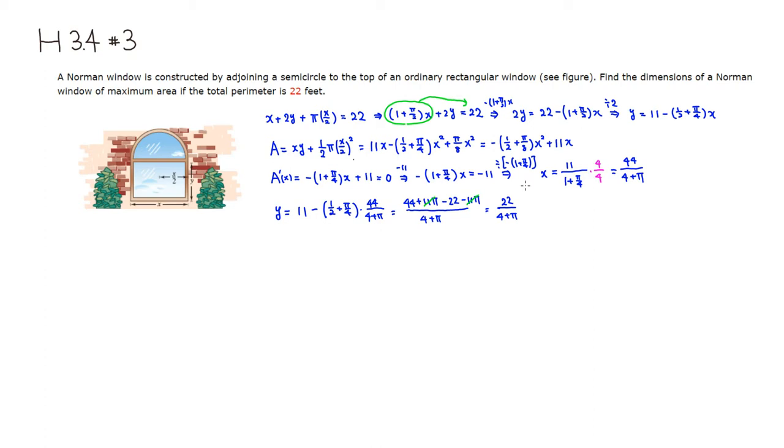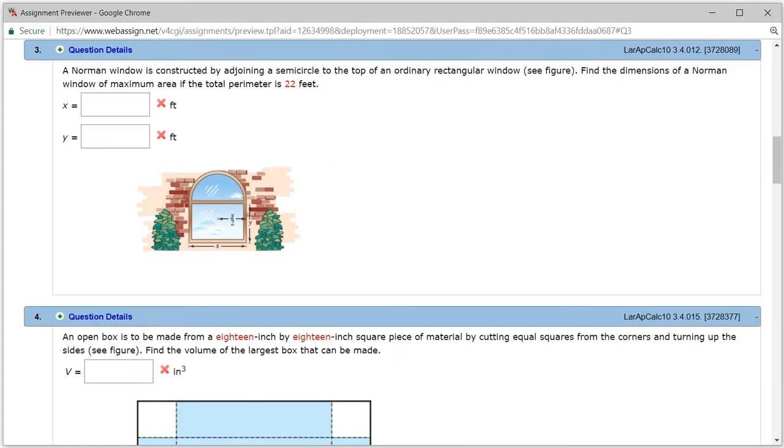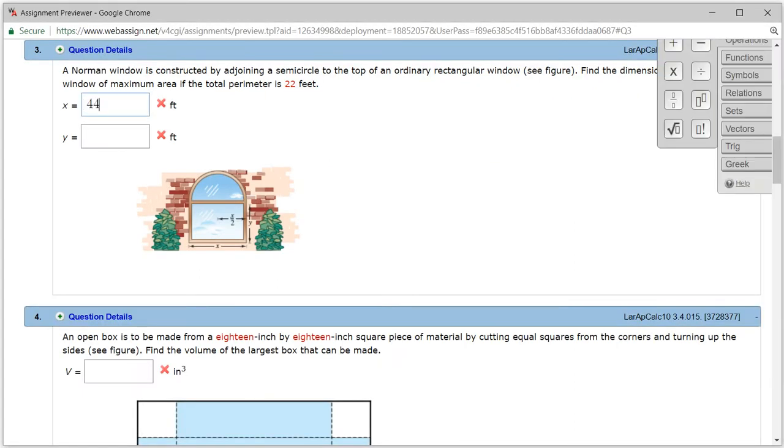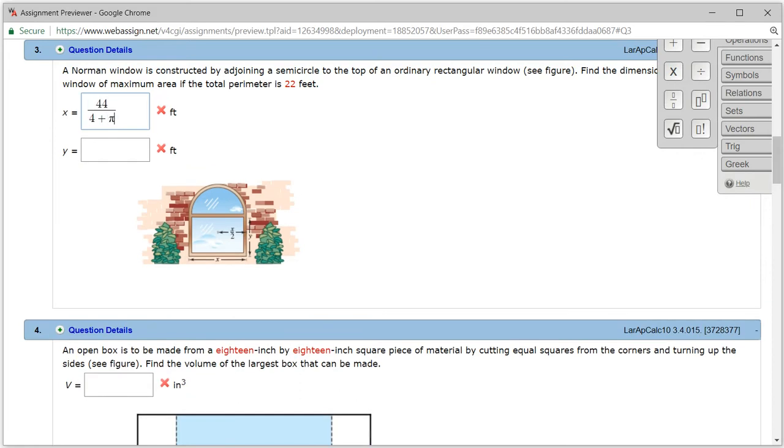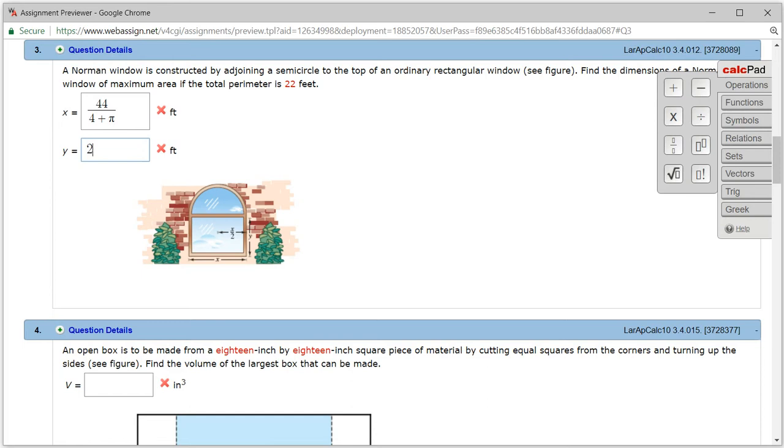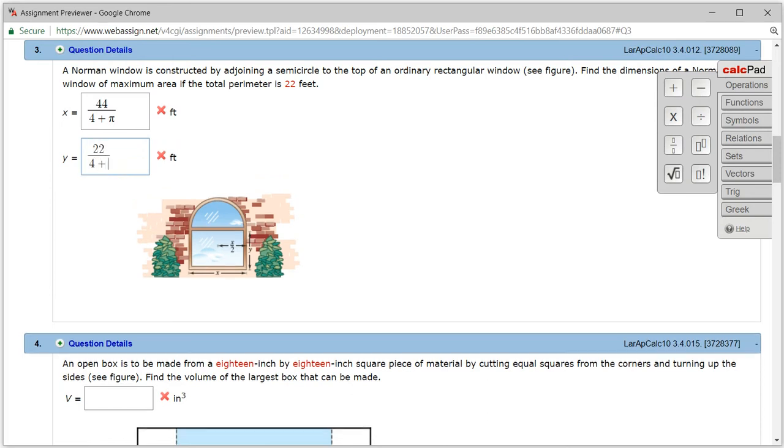So we know that the original function A is a downward-facing parabola, and the maximum will occur at the vertex, which is at 44 over 4 plus pi, comma, 22 over 4 plus pi. So that's going to be the dimensions that produce the maximum area. Alright, so let's type it in. We got 44 over 4 plus pi and 22 over 4 plus pi.